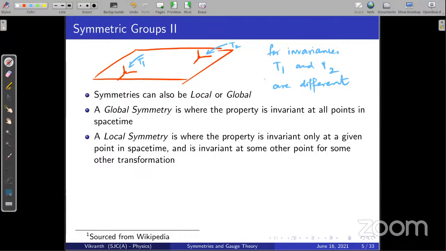Whatever it is that I'm studying, if I want it to be the same throughout my space and time, then I have to apply different transformations at different points in space and time in order to make sure that whatever it is, like distance or displacement or whatever we're studying, remains invariant. Okay. So that's about global or local symmetries.